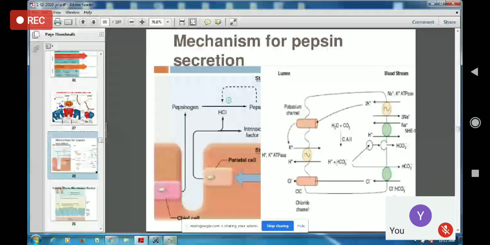And at the same time, we must take into consideration that the bicarbonate that is formed inside the parietal cell is sent to the blood, to the capillary, with the help of the bicarbonate chloride exchanger. These are the two things that you need to know. One is the proton pump, which pumps the proton to the lumen of the stomach, and another is the bicarbonate chloride exchanger, which exchanges the bicarbonate ion for chloride ion in the bloodstream.